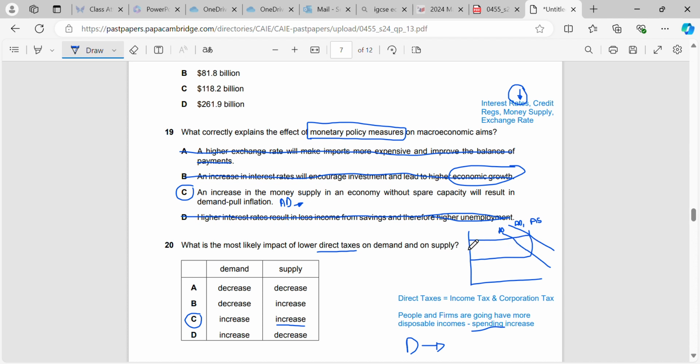So if we bring this across here, we can see the price level will have increased dramatically, and we may have only increased our output by a very small amount, if even anything.